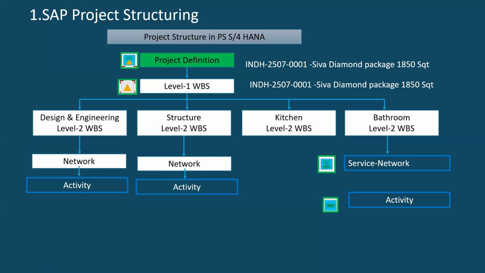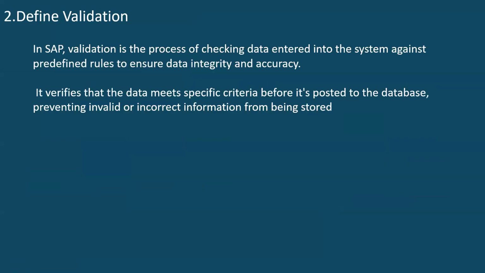For that purpose, we have to check some prerequisites and apply some conditions, and throw a message to the user whenever the validation applies and the condition is met. That is the key purpose of this validation. As of now, we will try to apply it only at the project definition and WBS level. So the next thing is to define validation.